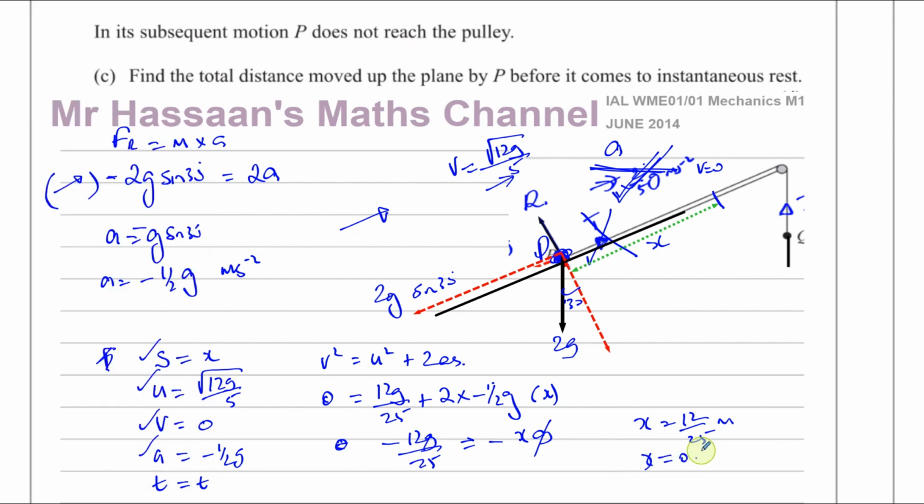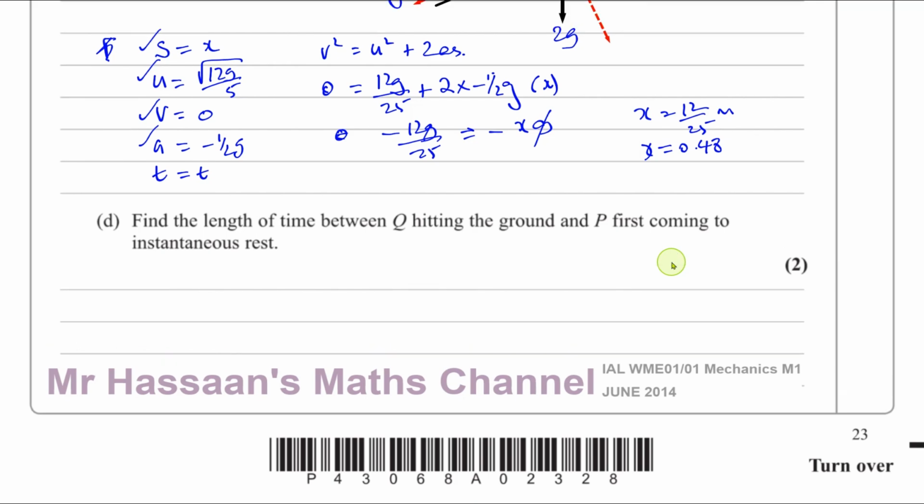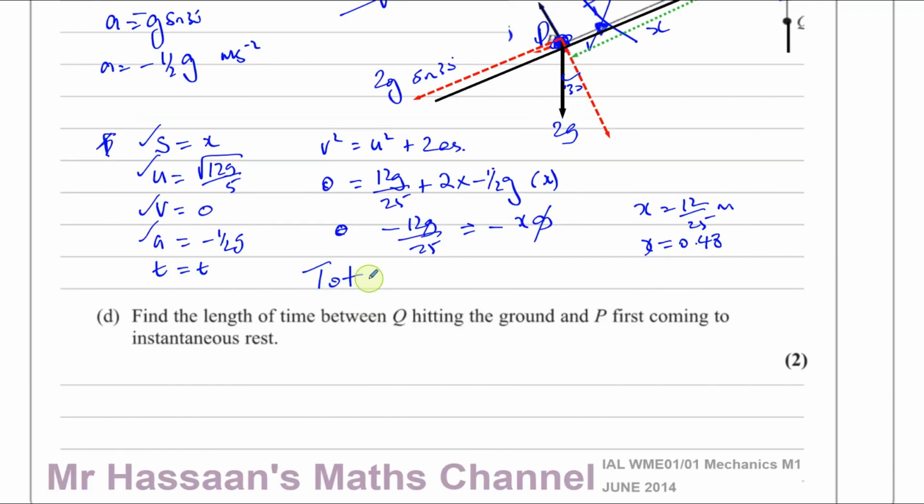So the total distance it moves up the plane is going to be, it's going to move first 0.6 meters. When Q hits the ground, it'll have moved the same distance that Q moved down, it would have moved up. So it's going to be 0.6 plus that distance X, which we just found. So the total distance is going to be 0.6 plus 0.48, which is going to be 1.08 meters. Okay, so that's the total distance it's moved up the plane.